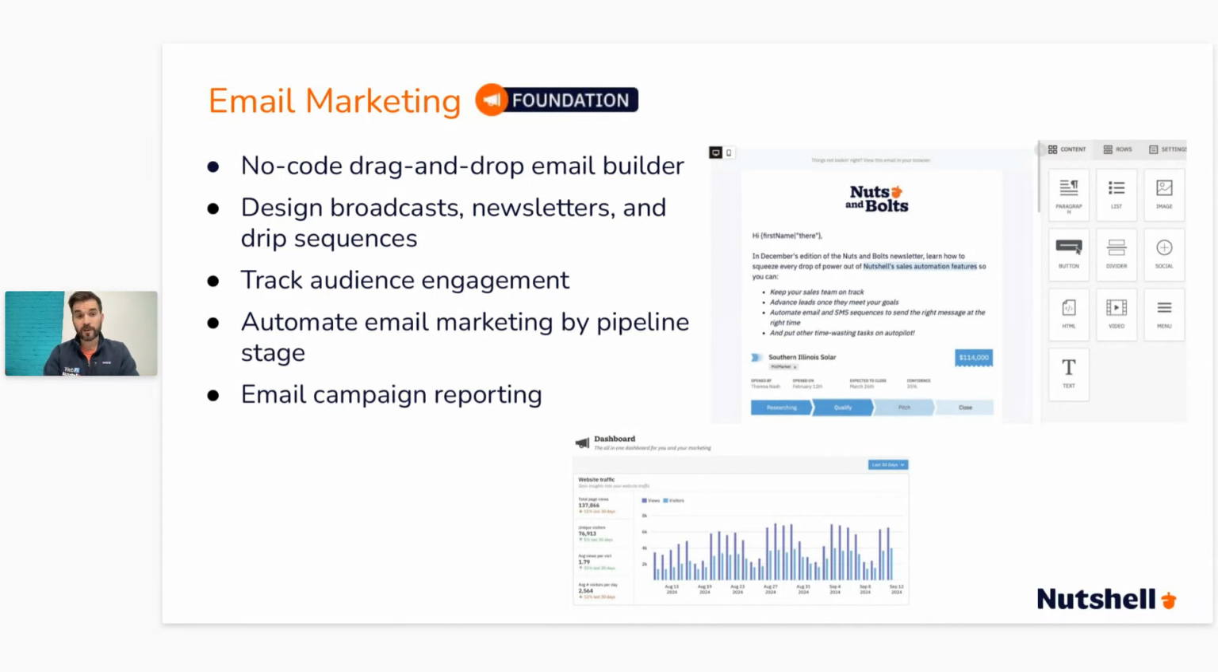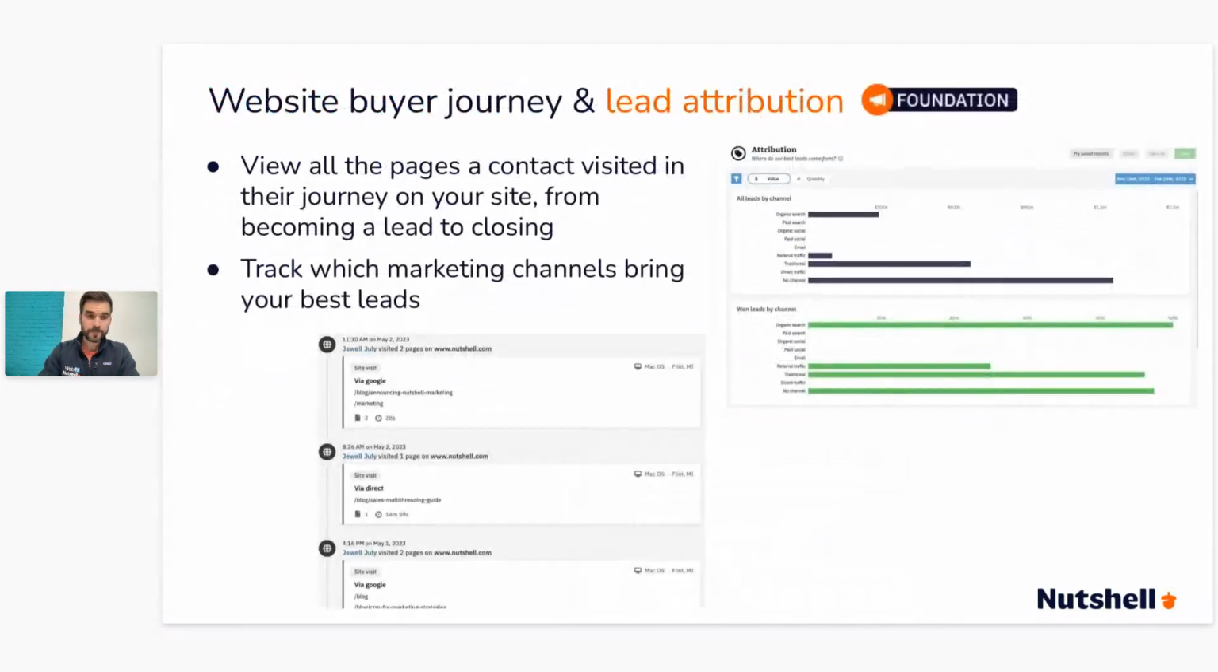And then, like I was saying earlier, you can automate this email marketing in a pipeline stage. So like I said, when you create a trial with Nutshell, which hopefully all of you already have, you're already Nutshell customers, we automatically add a drip sequence to send to all of our new leads coming into Nutshell Marketing. And of course, our email campaign reporting.